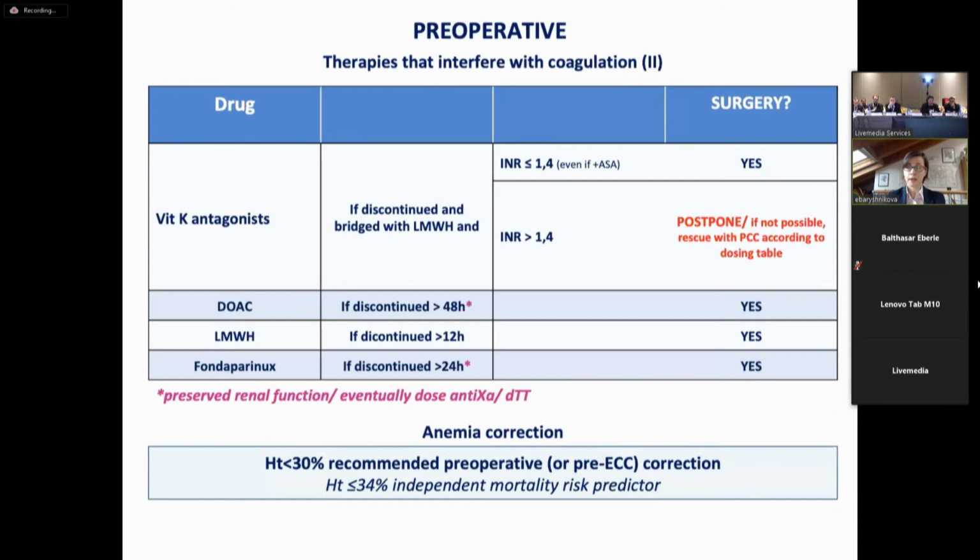So it's usually recommended to correct this value, even in the operation room, before the patient enters the operation room, or before entering the extracorporeal circulation. And for values of hematocrit between 30 and 34, it's usually up to our anesthesiologists and local protocols. And of course, when you are correcting anemia in the operation room, consider it also from the coagulation point of view, as I've said before.